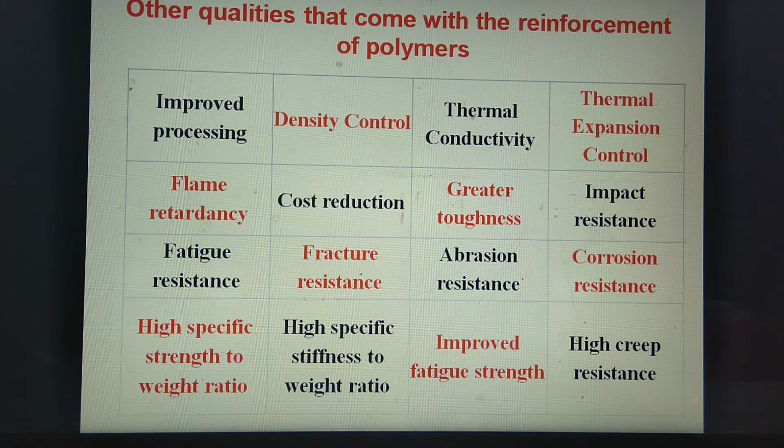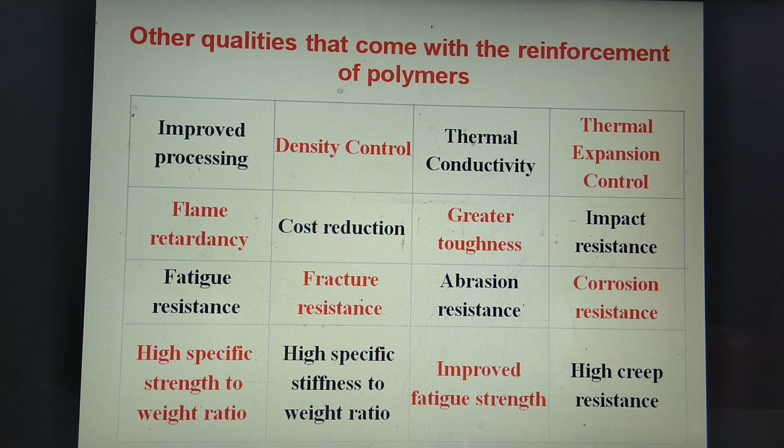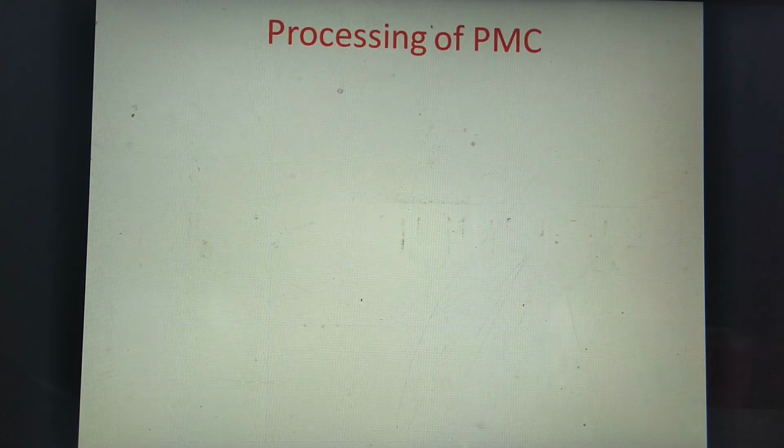Now this slide shows you the other qualities that come with the reinforcement of the polymers: improved processing, density control, and then controlled thermal conductivity, thermal expansion control, flame retardancy, low cost, greater toughness, impact resistance, fatigue resistance, fracture resistance, abrasion resistance, corrosion resistance, high specific strength to weight ratio, and also high specific stiffness to weight ratio, where the fatigue strength is improved and also very high creep resistance.